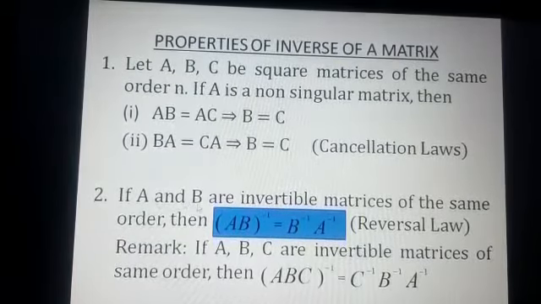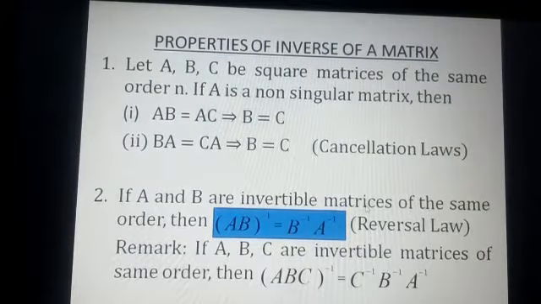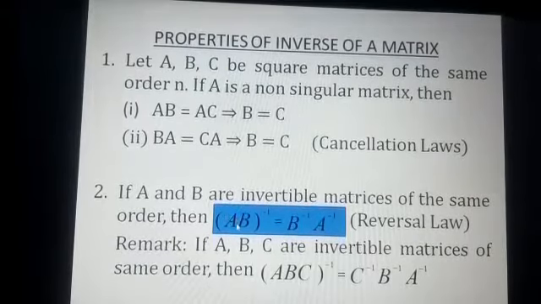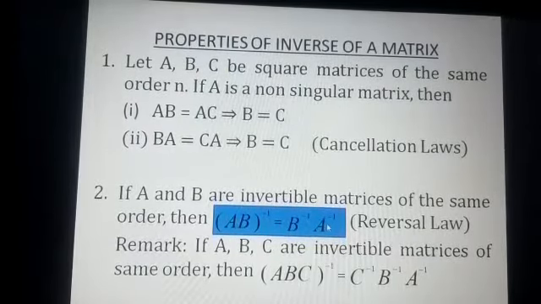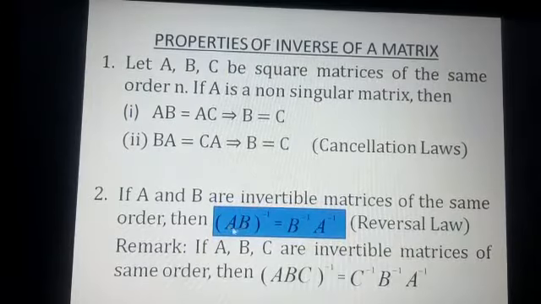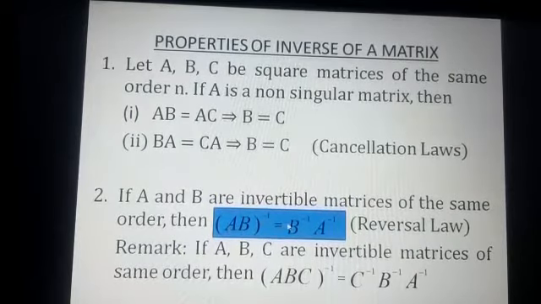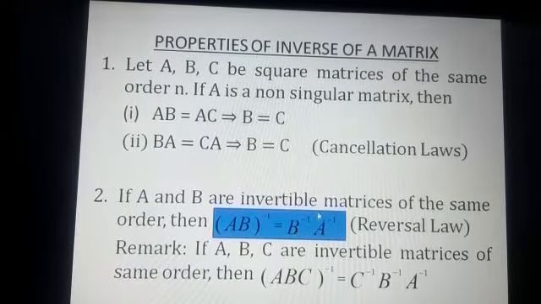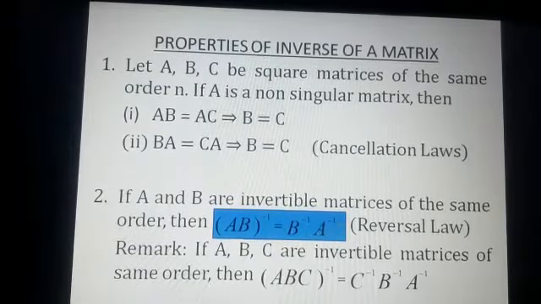In the second property, if A and B are invertible matrices of the same order, that is, determinant of A is not equal to 0 and determinant of B is also not equal to 0, then (AB) inverse is equal to B inverse A inverse. If you find the product AB and then find its inverse, it is equivalent to B inverse A inverse, not A inverse B inverse. That is why it is called the reversal law. So it is in the reverse order, B inverse multiplied by A inverse.